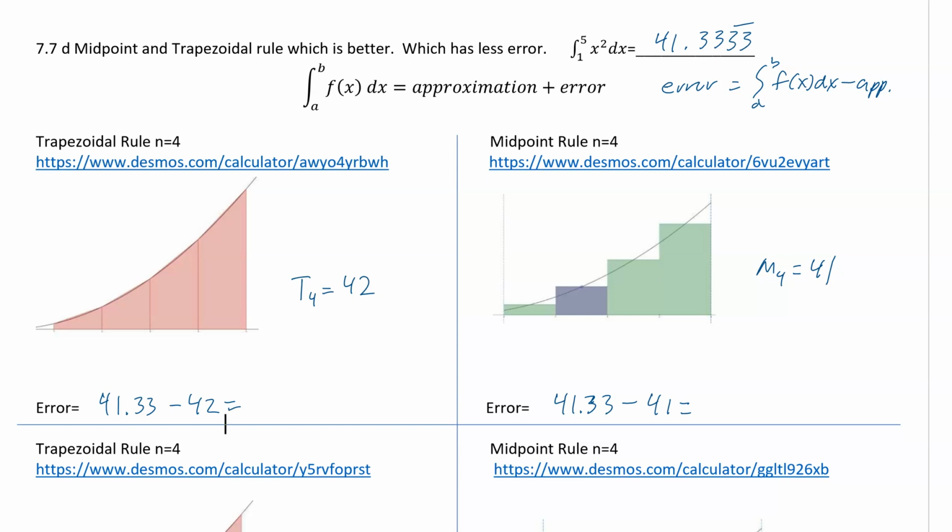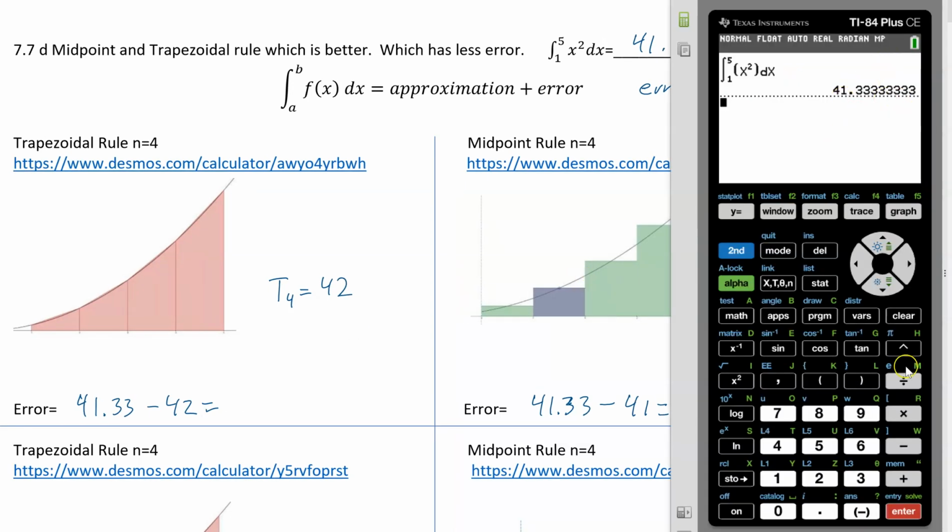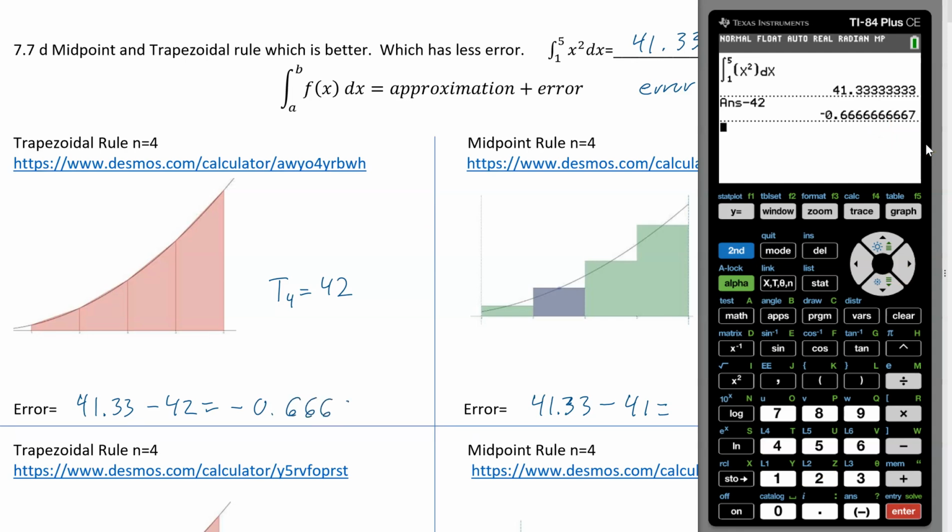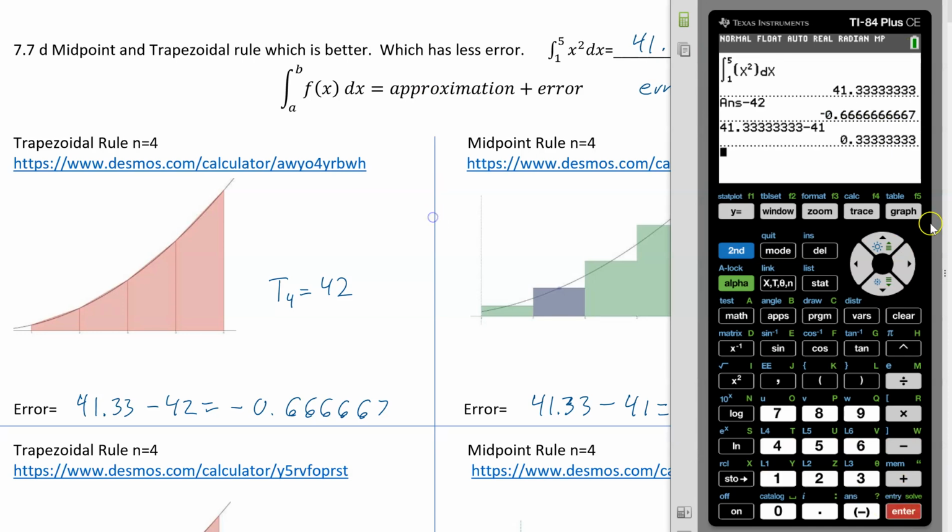Let's plug those in the calculator now. We take the calculator value and hit minus 42, and that gives us negative 2/3, so negative 0.6666667, good enough. Then we do it again: scroll up, grab it, and this time minus 41. And we end up with 0.33333.